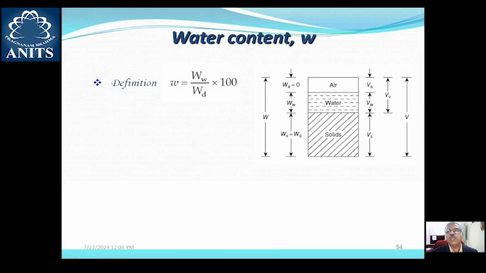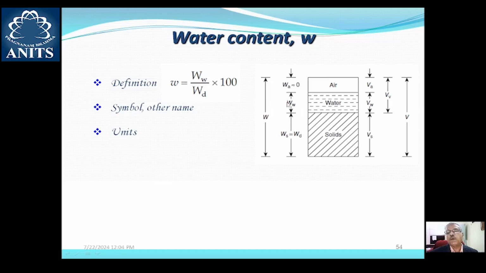And the next physical property, there is only one very important physical property which is defined in terms of the ratio of weights of quantities, that is water content, also called moisture content. Now the symbol is small w. Capital W is used in geotechnical engineering for weights. Therefore, small w should be carefully used to represent water content. So w is weight of water by weight of dry soil, usually expressed as a percentage.